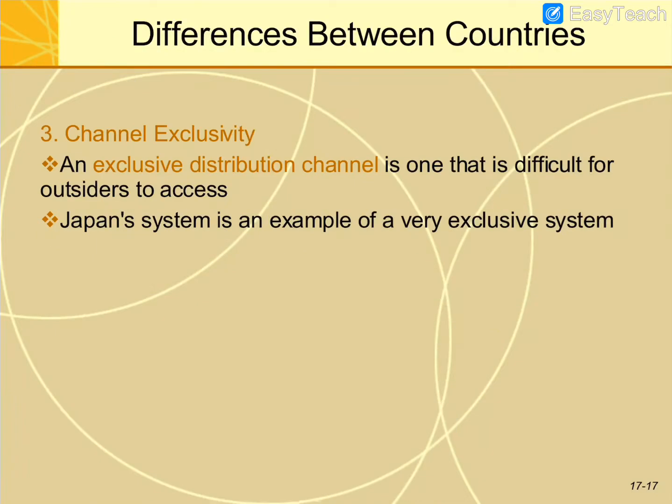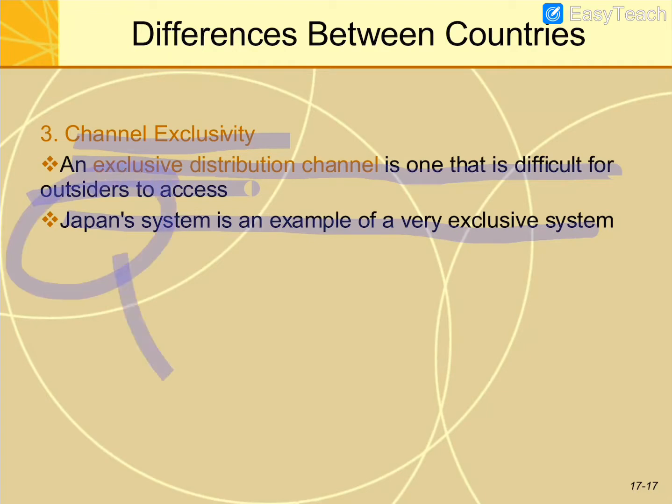Okay, then we have channel exclusivity. An exclusive distribution channel is one that is difficult for outsiders to access. It is called exclusive because it's very hard for others to access the channel. So the Japanese system is an example of a very exclusive system. You can see in Japan it's very hard for you to enter because they have an exclusive distribution channel.